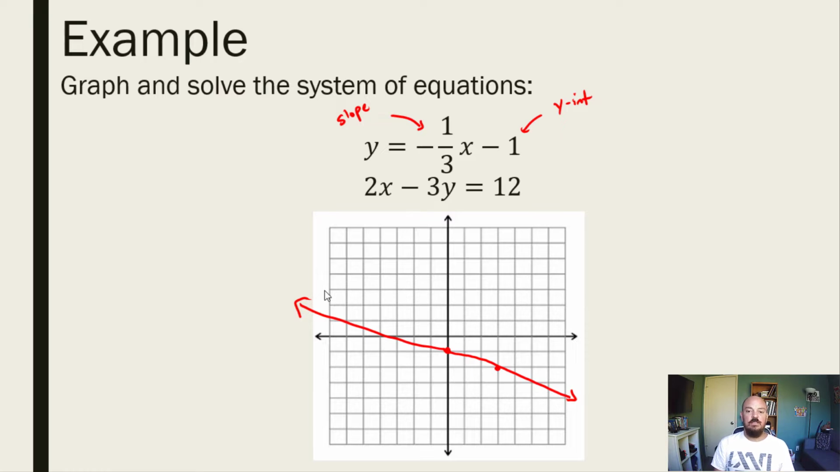And now let's graph the second line. Now for the second line, remember we're using intercepts because this is standard form. The easiest way to do it is intercepts. We're going to set each variable equal to 0, which is what I sometimes call the cover-up trick. Like for example, let's say we do y equals 0 first, which is how we would find the x-intercept. If y equaled 0, that whole negative 3y would disappear, and you would just get 2x equals 12. And then you divide by 2, and you get x equals 6. So the x-intercept is positive 6. That's 1, 2, 3, 4, 5, 6 to the right.